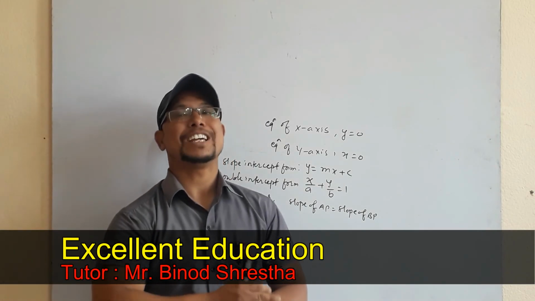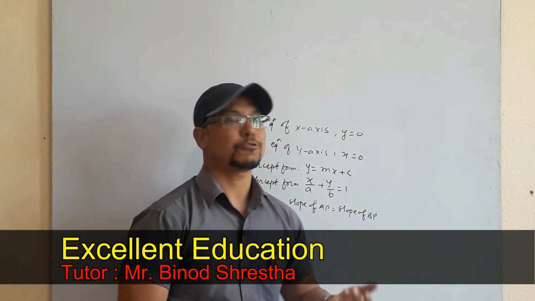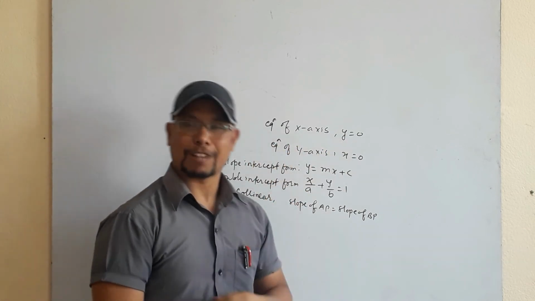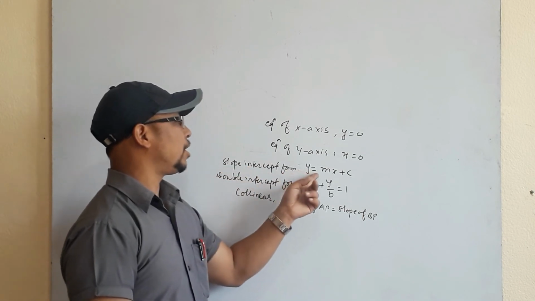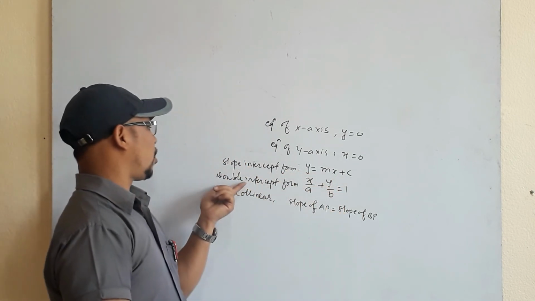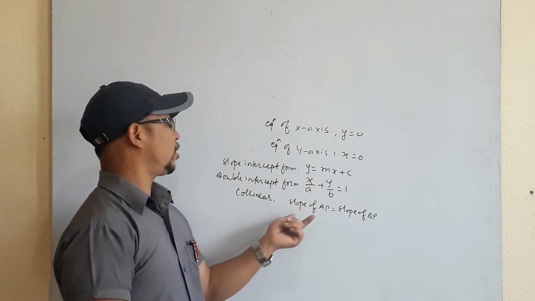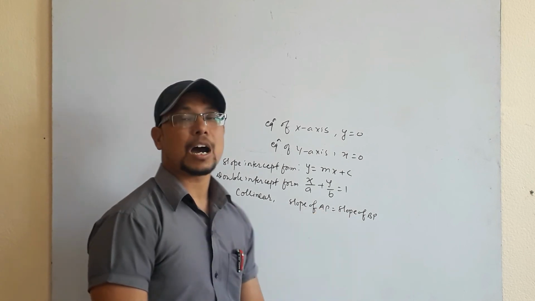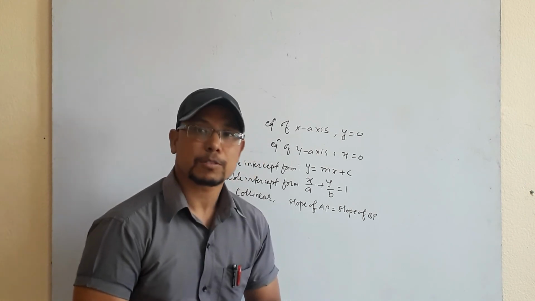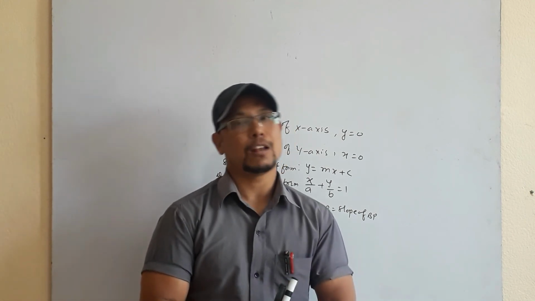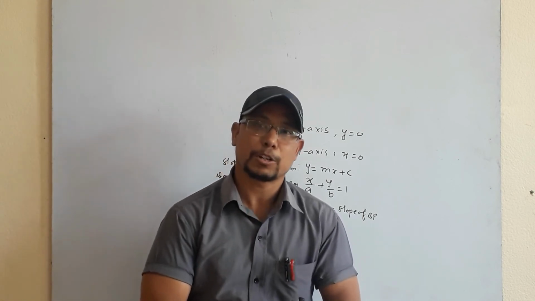Okay, now in today's lecture, what are the conclusions? Let's recap it. In today's lecture we have finished: the equation of x-axis is y equals 0 and the equation of y-axis is x equals 0. The slope intercept form is y equals mx plus c. The double intercept form is x by a plus y by b equals 1. And the collinear condition is the slopes are equal. If A, P, B are collinear, the slope of AP equals the slope of BP. Okay, now this much for today. In my next video, I will prove the perpendicular form and the other remaining formulae of coordinate geometry.